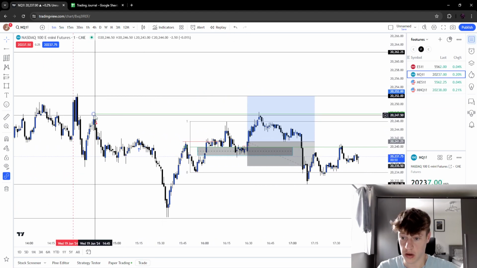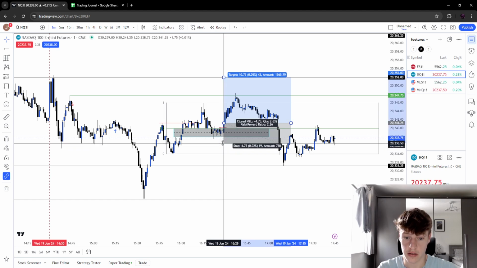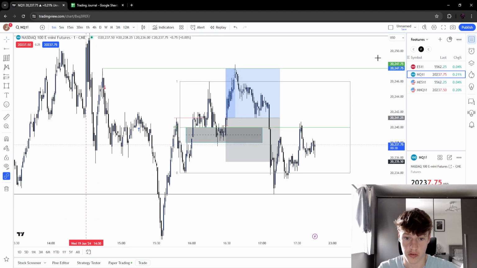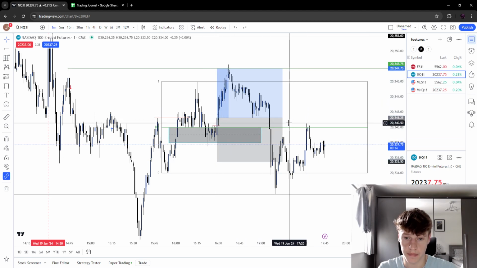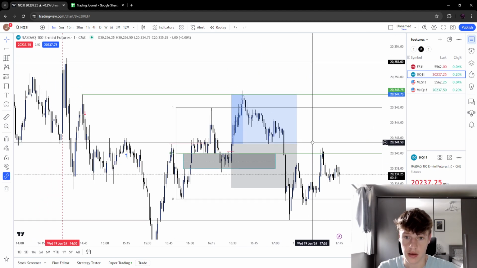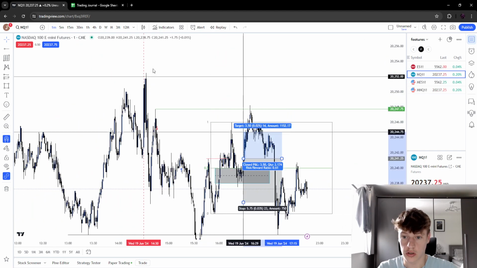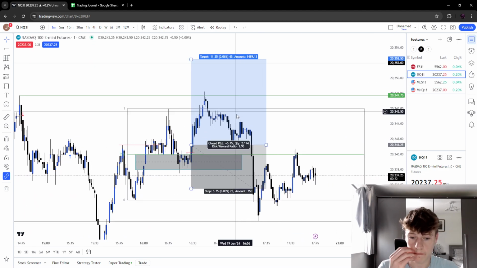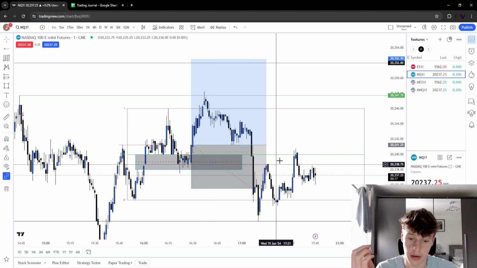First target would have been these highs. Our stops were 10 ticks below the 5 minute imbalance. First take profit would have been there. Hit for 1.13. Move stops to break even. Would have been stopped out on the rest. And our other take profit would have been those highs there. So that's obviously hit TP1 and then stopped out.